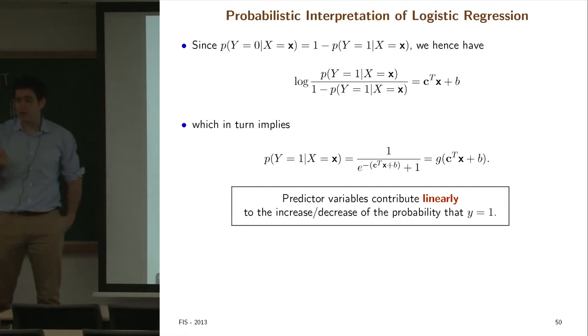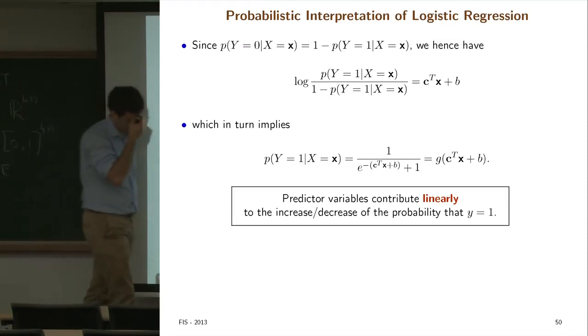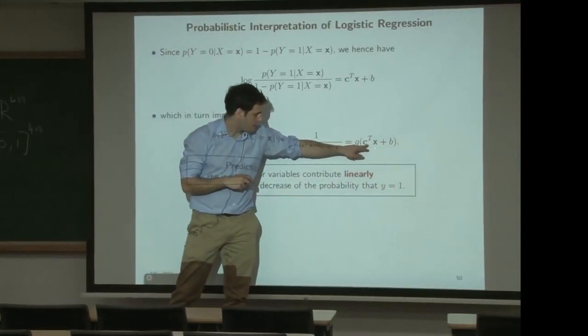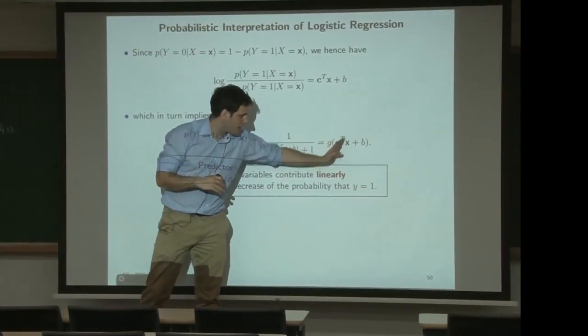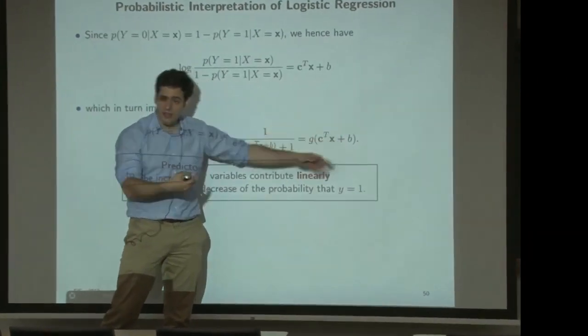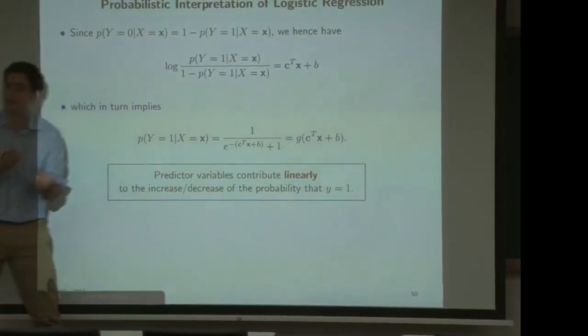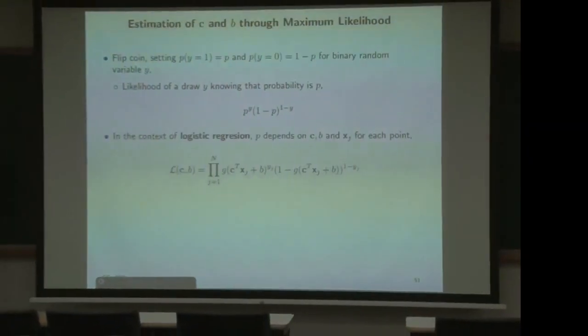So the way you can intuitively see this is that the predictor variables contribute linearly to the increase or decrease of the probability that y equals 1. I'm sorry, it's not really exact. It's linear in the sense that, depending on the features, you will have a linear increase. And then using the logistic map, this increases or decreases the probability that y equals 1.